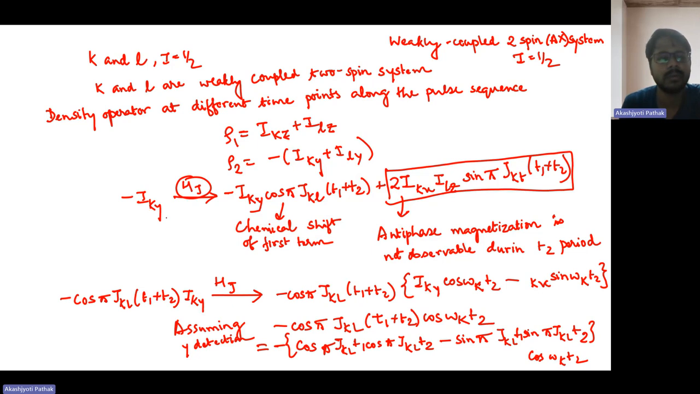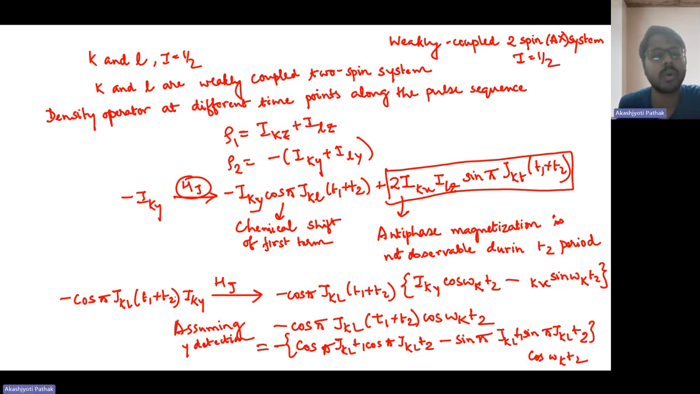Then in this pulse sequence, in the spin echo period, the chemical shifts will become refocused, and the spins will evolve under the scalar coupling Hamiltonian HJ only. Once this spin echo period is allowed, the evolutions of the product operators are shown explicitly for the spin K only, and similarly you can also show this for the spin L as well.